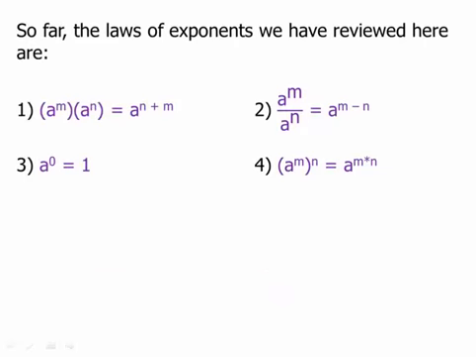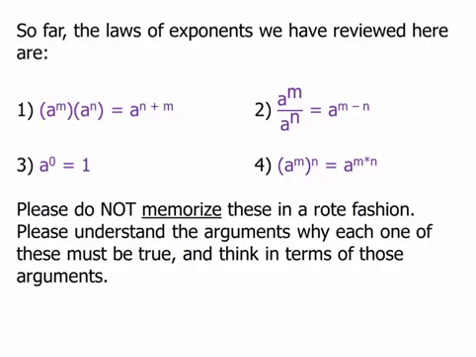So far, the laws of exponents we have reviewed here are: product of two powers means add the exponents, quotient of two powers means subtract the exponents, a to the 0 equals 1, and power to a power means multiply the exponents. And once again, please do not memorize these in an abstract rote fashion. Please understand the arguments, going back to the fundamental definition of what an exponent is, understand those arguments and think through them, and then you'll really understand why they're true.